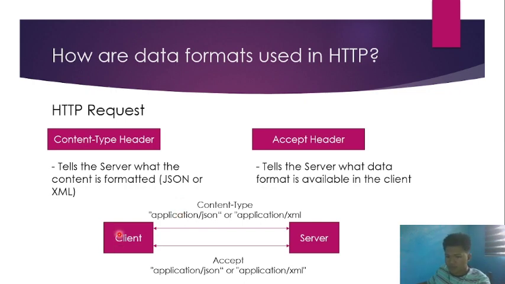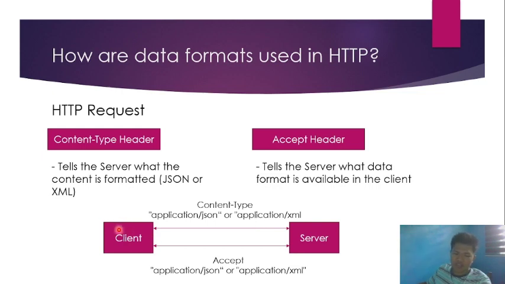If the content is in JSON format, then the content type will be application/JSON. If the content is in XML format, then it will be application/XML or text/XML. Then the server will respond. It will tell the client what data format it needs. The communication is successful if the client can receive the response in the same data format. If the client can only accept one data format, then it will fail and throw an error.